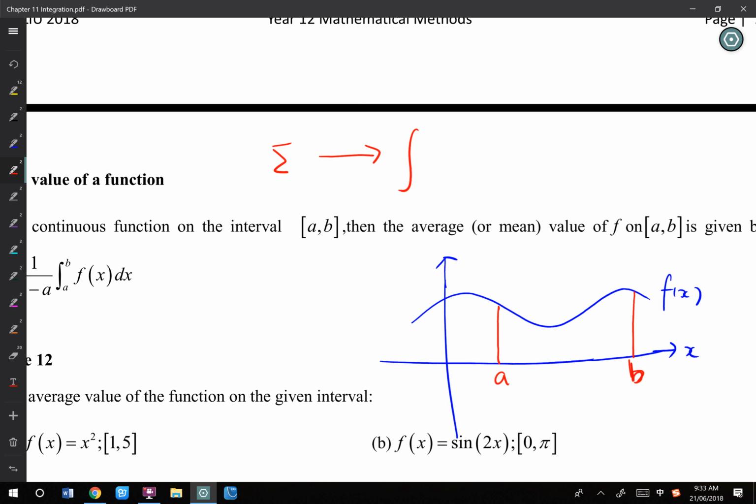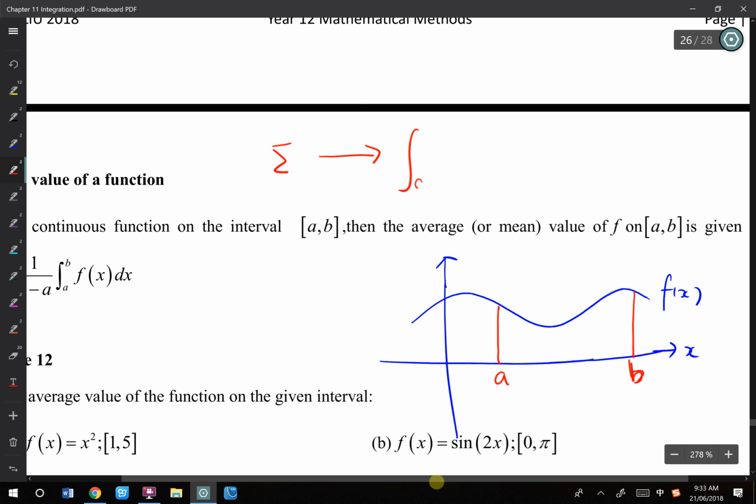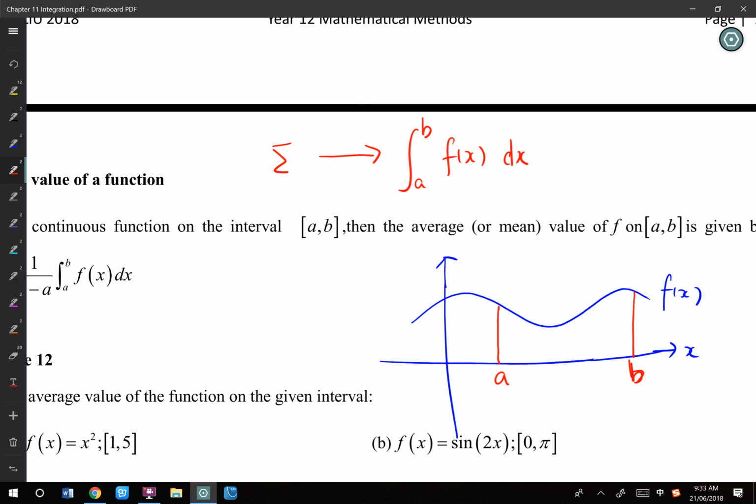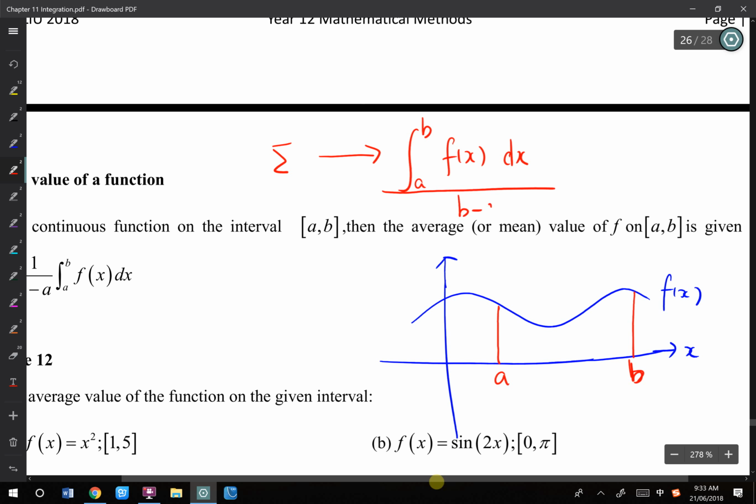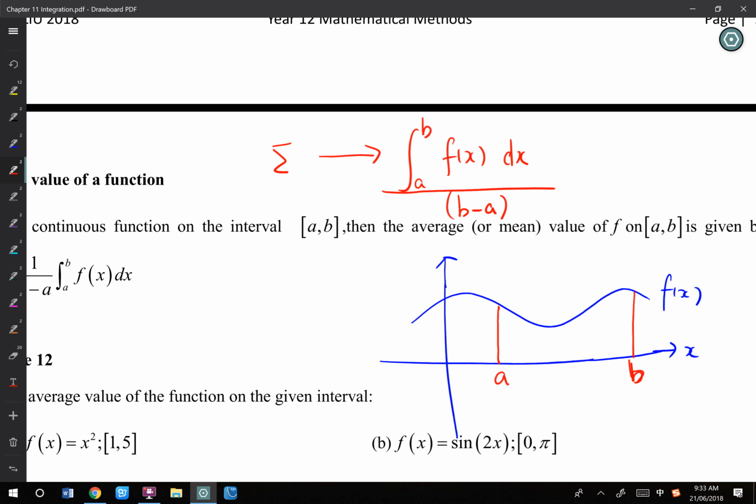So the sum of all the y values is the integral from a to b of f(x) dx. It's still the same idea. I'm adding everything. After adding everything, I need to divide by the number of numbers. I can't divide by infinity, but I can divide by the interval b minus a, the length of this interval, and that will give me the average height. That is the algebraic way to think about it.